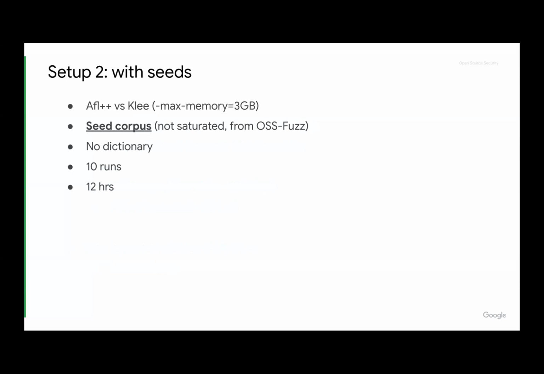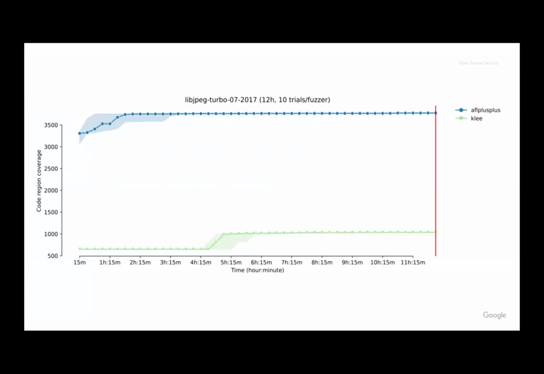So let's move on to the next experiment. This is the exact same setup as the previous experiment, and we changed only one configuration. We enabled a seed corpus. We gave the fuzzer and KLEE an initial set of files as input. If you recall from the previous slides, AFL++ and KLEE performed similarly on the libjpeg target.